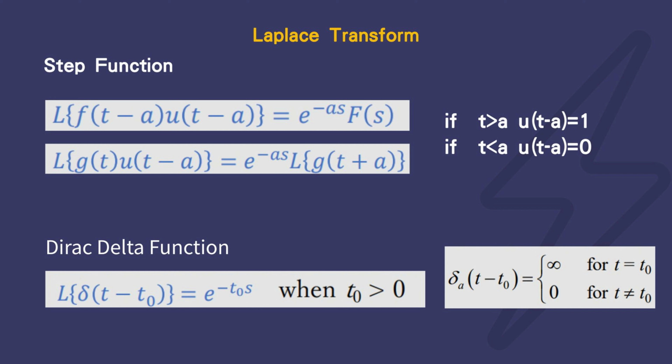Another good way to calculate is the equation that the Laplace transform of g of t times u of t minus a equals e to the power of negative as times the Laplace transform of g of t plus a. Another is the Dirac delta function. Its definition is that delta of t minus t naught equals infinity when t equals t naught and equals 0 when t is not equal to t naught. The Laplace transform of delta of t minus t naught equals e to the power of negative t naught s when t naught is greater than 0.